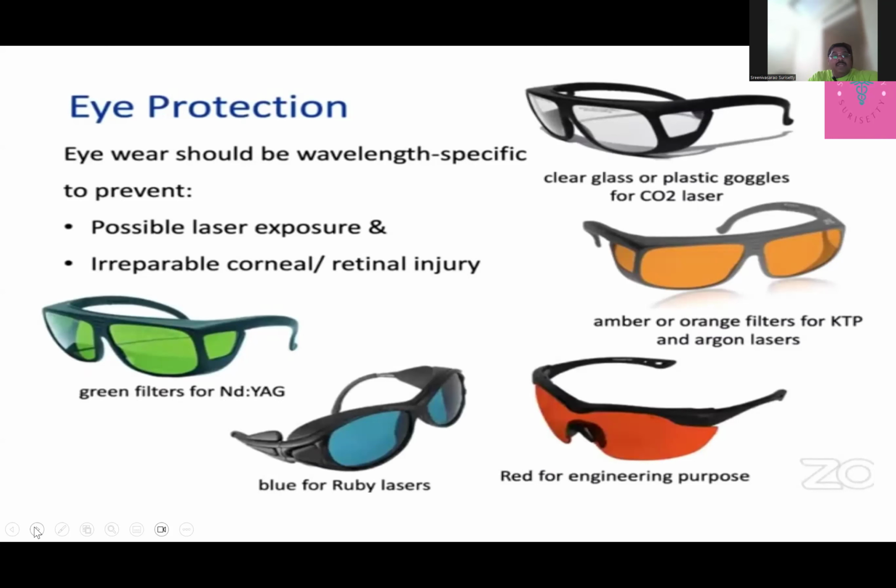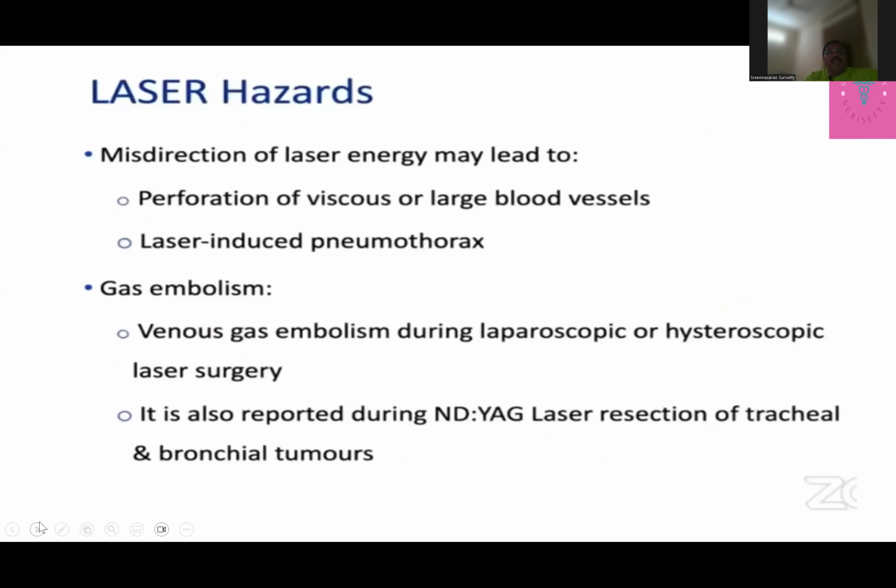These are all different colors of the goggles used for the different types of lasers. So laser hazards: misdirection of laser energy may lead to the perforation of viscera and large blood vessels, and laser-induced pneumothorax may be a complication. Gas embolism is one of the other complications from the laser.